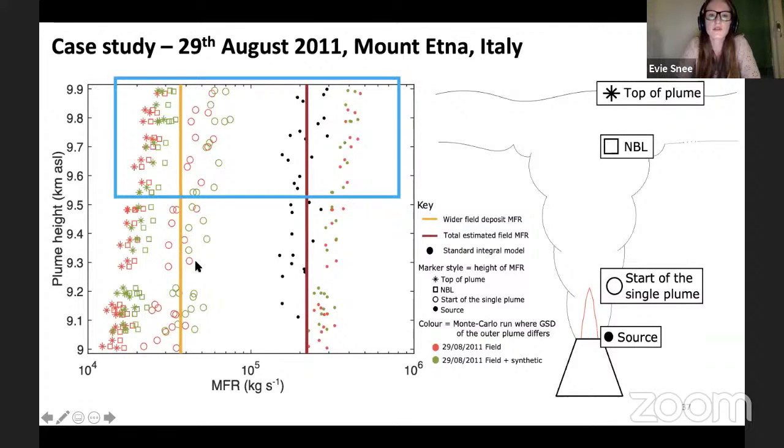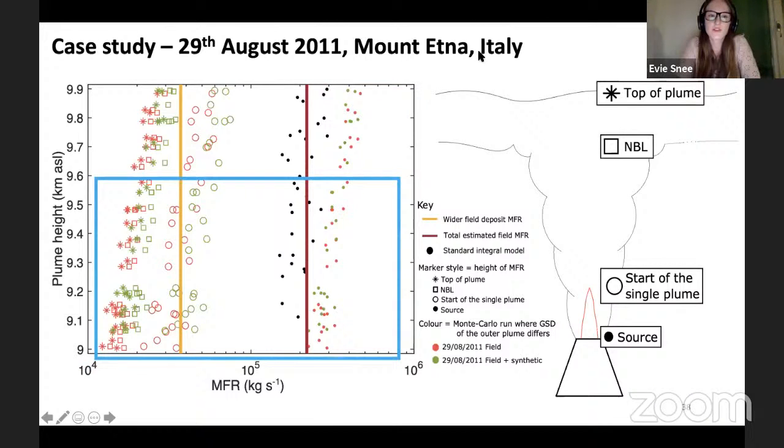But which height this wider mass flow rate corresponds to within the plume is dependent on which height range we're looking at. If you look at the higher height range, we can see it could correlate to what's actually at the start of the single plume, or what's at the neutral buoyancy level. While if we're looking at the lower height range, it's probably more likely to be what's at the start of the single plume. So once the lava fountain is finished, what's actually going into the buoyant plume itself.